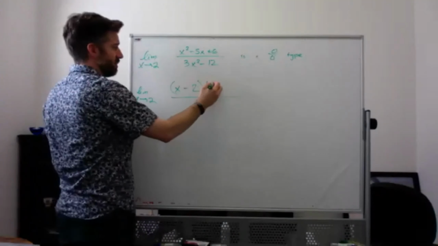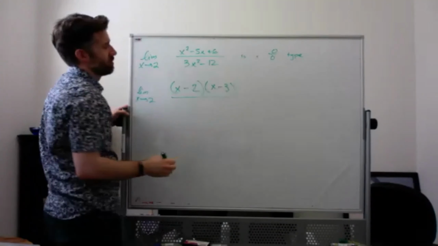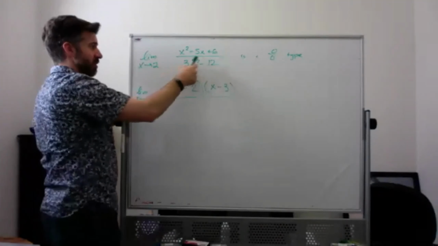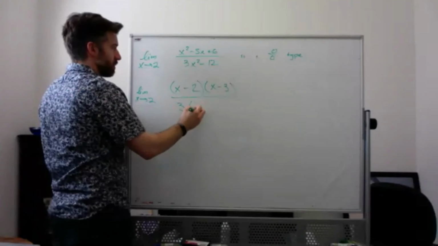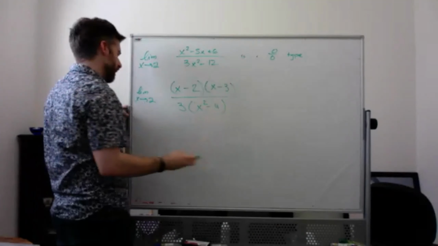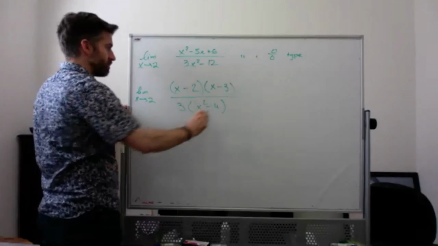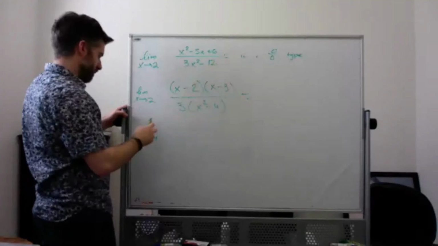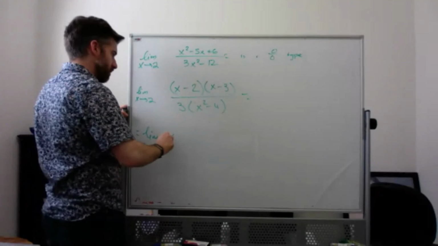On top, it's going to be x minus 2 times x minus 3. On the bottom, I'm going to factor out a 3 first. You're left with x squared minus 4, and then factor further.